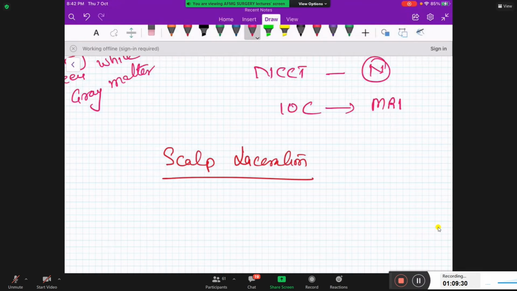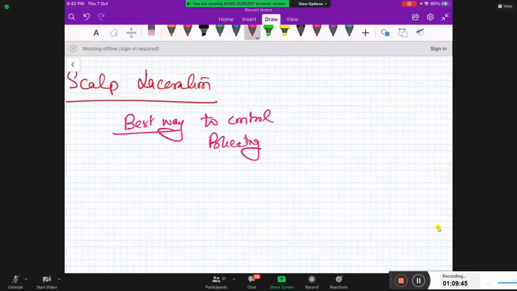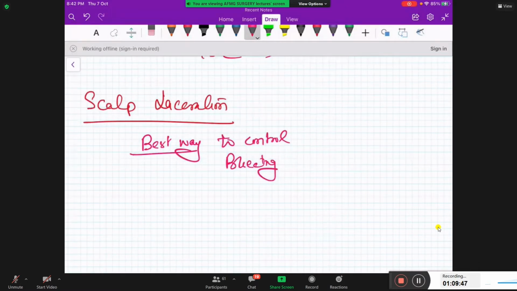So what to do when a scalp laceration is bleeding? There was a question asked: what is the best way to control bleeding from scalp laceration? The best way to control bleeding from scalp laceration is by suturing.